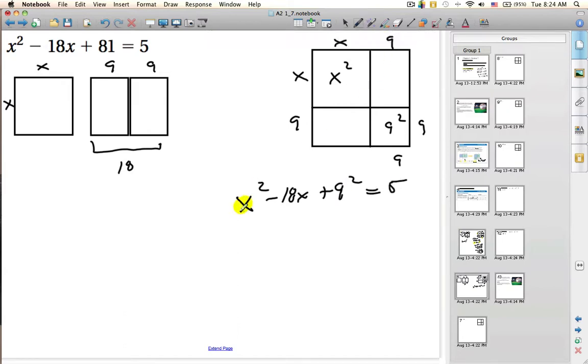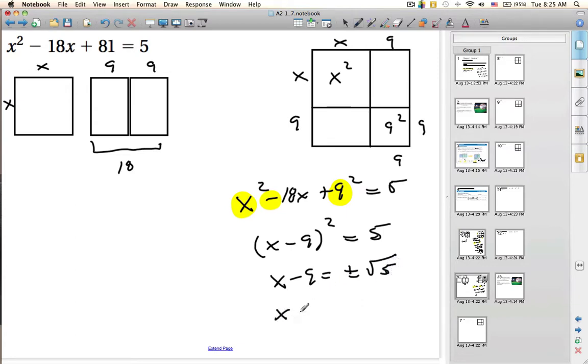Remember when I worked through transforming this perfect square trinomial into the square of a binomial, these are the parts I'm going to use. I'll have x minus 9 squared is equal to 5. And when I square root either side, x minus 9 is equal to plus or minus root 5. And the last thing I'll do is I'll add 9 to either side. x is equal to 9 plus or minus root 5. You don't need to put this into decimal form. This is a perfectly satisfactory answer.